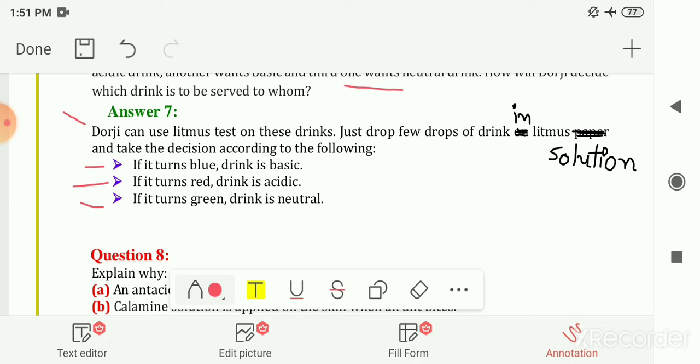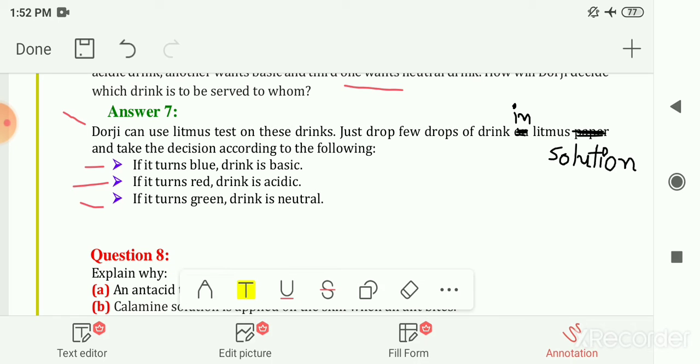The litmus solution turns green if the drink is neutral. That you have to remember. For litmus paper, if the solution is neutral, then it will not show any effect. That means it will not change color. But for litmus solution, it will turn green if the solution is neutral.